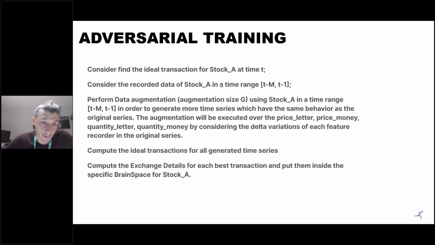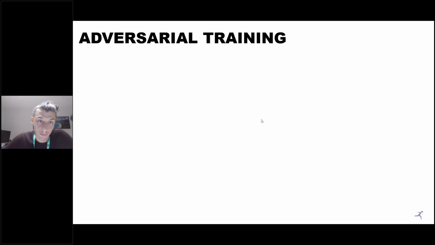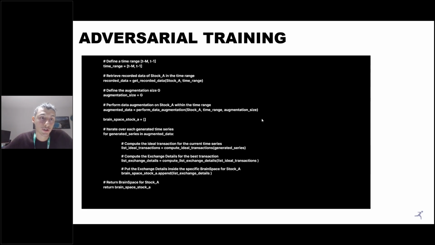Here is a simple script that summarizes what we see here in the process. Maybe it's better to see it as a pseudocode version. So during training, what you have to do is simply specify a time range where you want to go back in the past. So you get that kind of data.